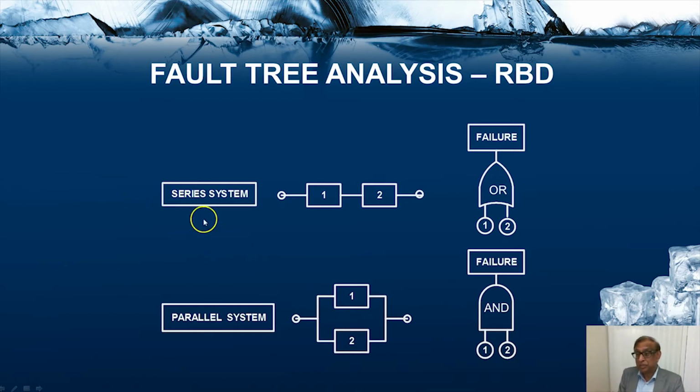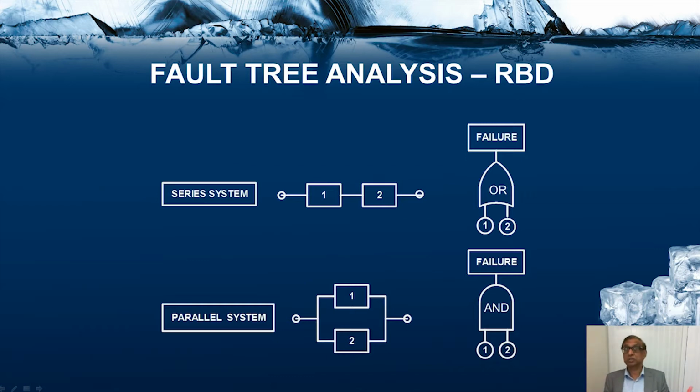For failure of the system, component or item 1 should fail, and also component 2 should fail. So both should fail. This is like in a house, where I'm getting supply from the power station, local utilities, and I have a generator. If my generator fails and the power utility fails to supply, then only I will not have electricity in my house. That's an AND gate.